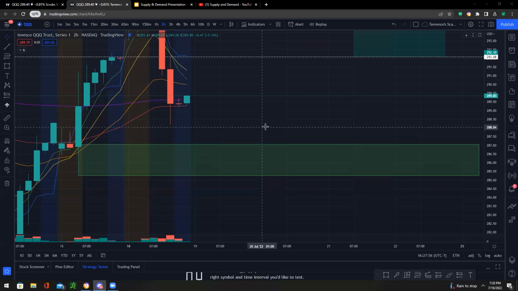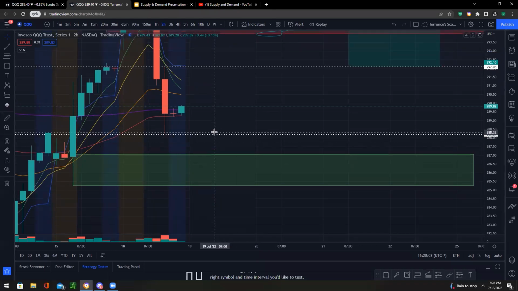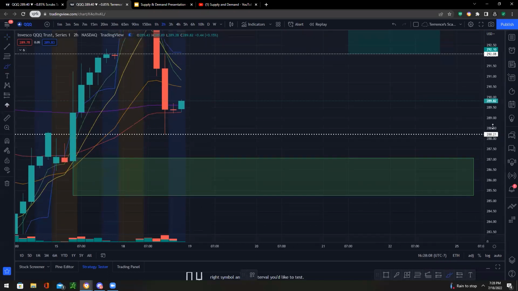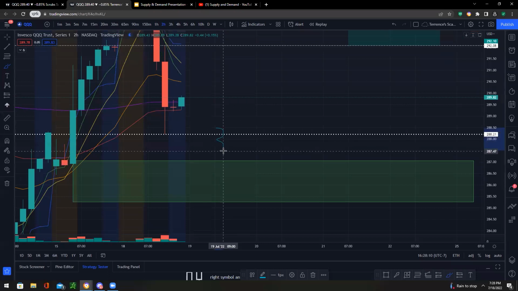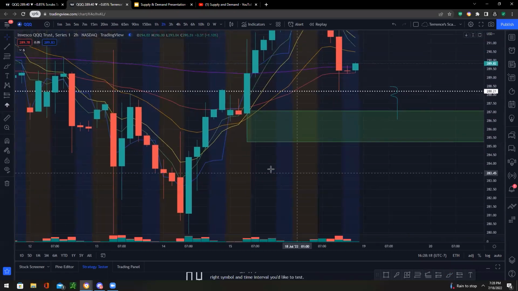So then you can formulate a game plan around that. So this is low of day, right? That's low of day. We need to see low of day actually hold. If low of day does not hold, there's a very good possibility that we can continue lower and continue down to this demand zone. So let's do a real life example of something that has already happened.